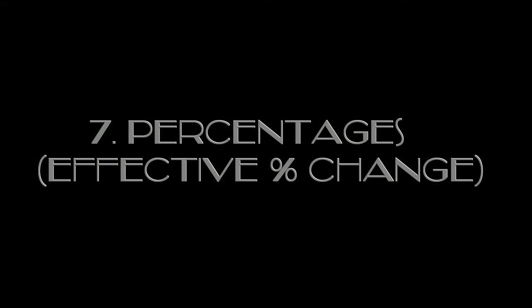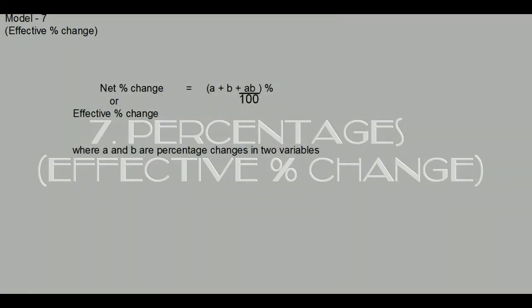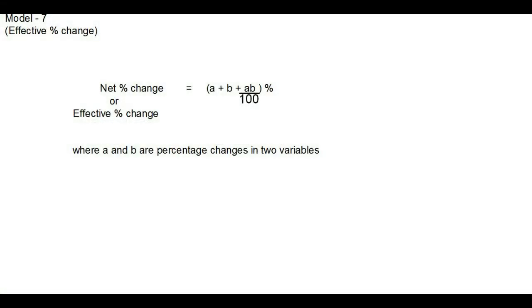Let us now look at the seventh model from percentages, which is a very important concept. Here we try to find out the net percentage change or the effective percentage change when there is a percentage change between two other variables. Let us first understand the formula. The net percentage change or effective percentage change can be calculated as A plus B plus AB by 100%, where A and B are the percentage changes in two variables.